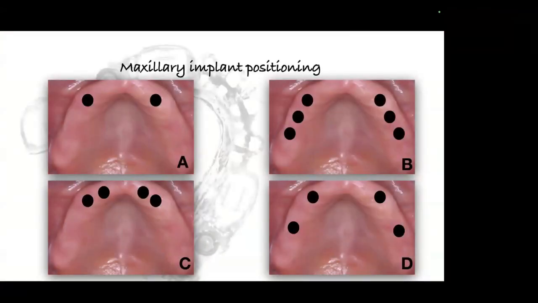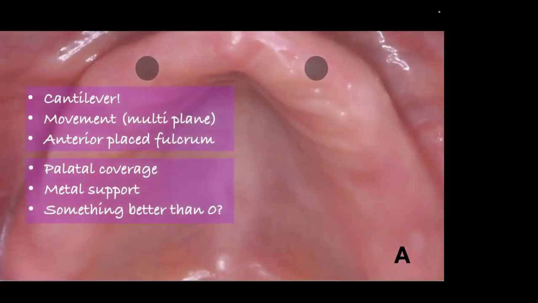So let's look at the maxillary arch. So we have 4 different scenarios here. Is this every scenario that has come through my door? Certainly not. But these are the 4 that I've seen, and we can talk about the issues with all 4 of them. So we have a 2, and then we have a 4, and then we have a 6. So there's a bunch of ways you can go here. So let's go through each one of these.